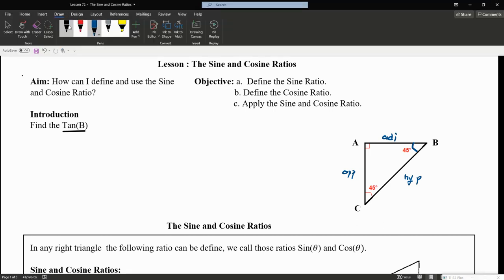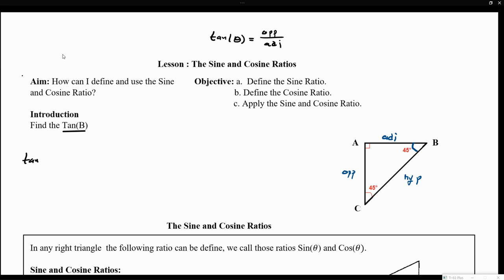So if we want to find the tangent of B, that has been defined as the opposite over the adjacent. Notice what the opposite is. The opposite is AC, and the adjacent is AB. Is it possible for us to find an actual numerical representation for the tangent of B? Well, let's take a look at this triangle here.